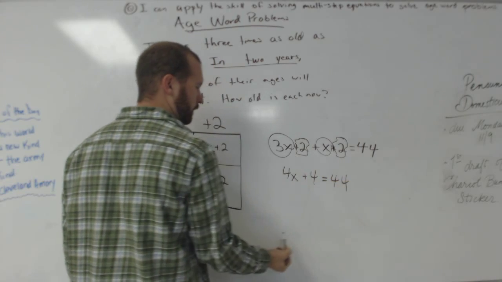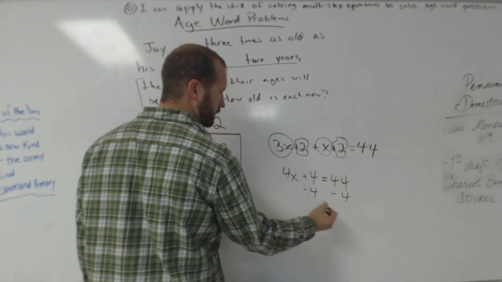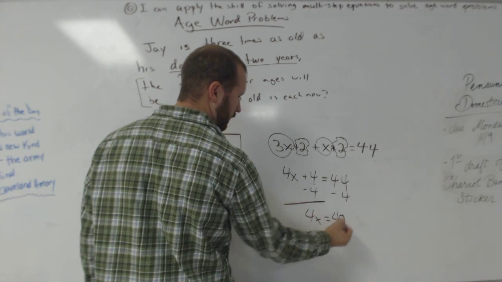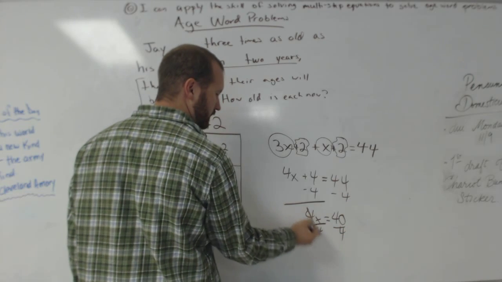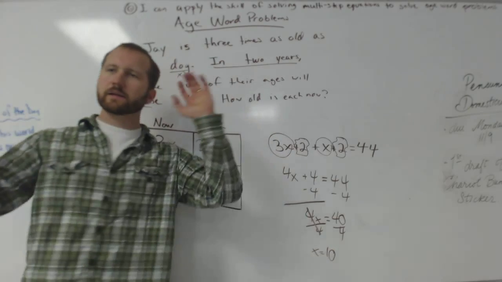What do I do? Subtract 4 from both sides. 4x equals 40. Divide both sides by 4. X equals 10. There, I'm done.